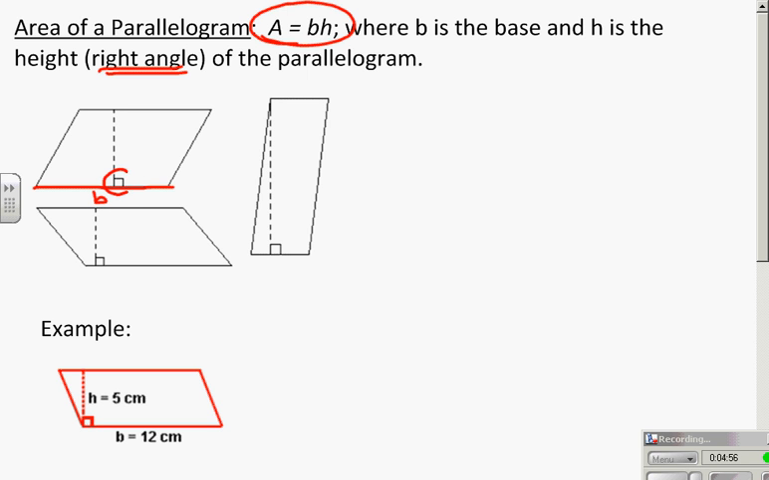So in this scenario, we are going to use this as our base. Here's my right angle, and there's my height. In this case, here's my right angle, so I will use this as my base, and that is my height.